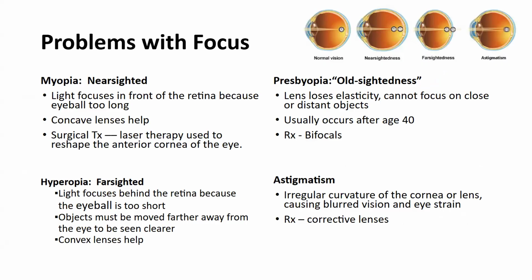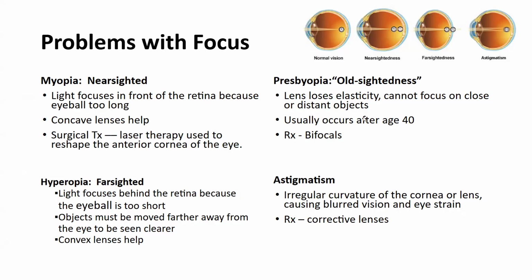And the last part we're going to look at today is going to be problems with focus. So we have myopia. So this is where we are nearsighted. So light focuses in front of the retina because the eyeball is too long. So you can see here that the eyeball is kind of stretched out where normal vision is kind of circular. Our nearsightedness is stretched. So the lens concaves itself. Laser therapy can be used to reshape the eye and the anterior cornea of the eye.